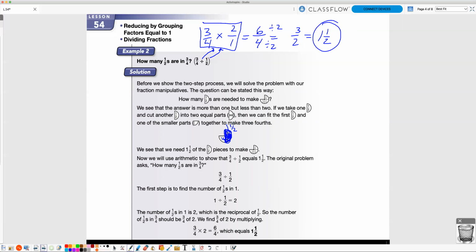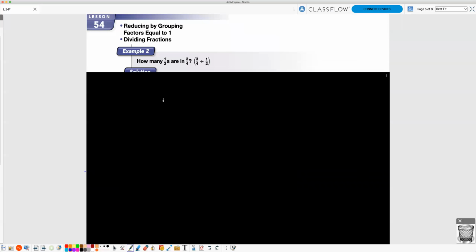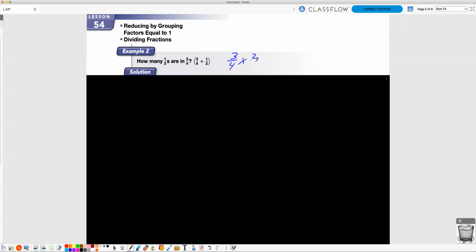If that's not confusing enough, just remember that if you're taking 3/4 divided by 1/2, this needs to be changed into 3/4 times the reciprocal. This is the easiest thing to remember. You just have to convert this into times the reciprocal every time you work out these kinds of problems. So how many halves are in 3/4? If you have 3/4 divided by 1/2, again, that is 3/4 times the reciprocal.